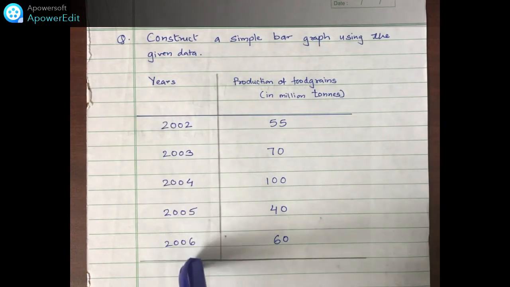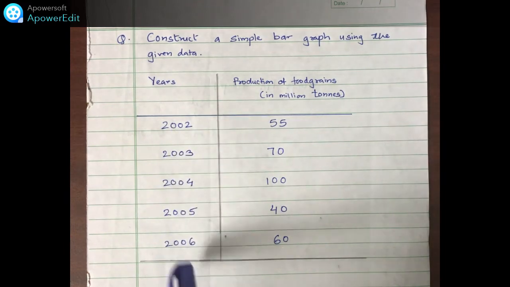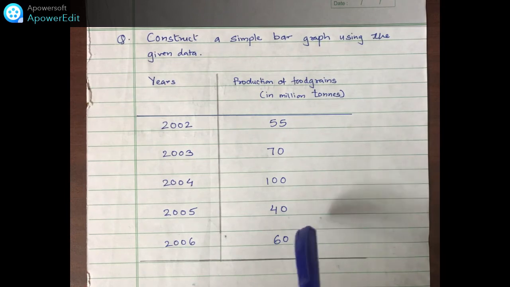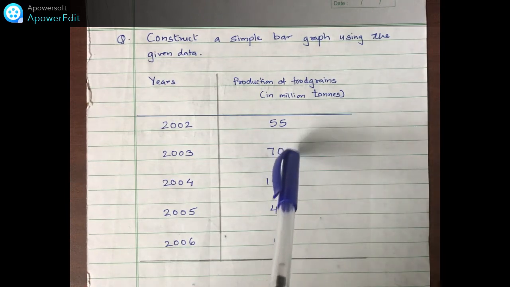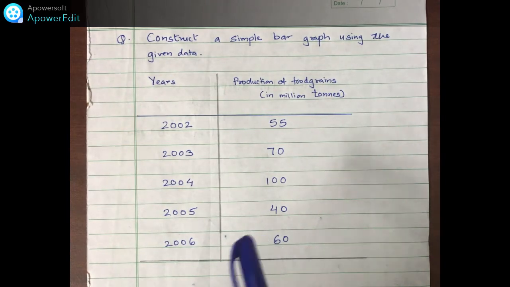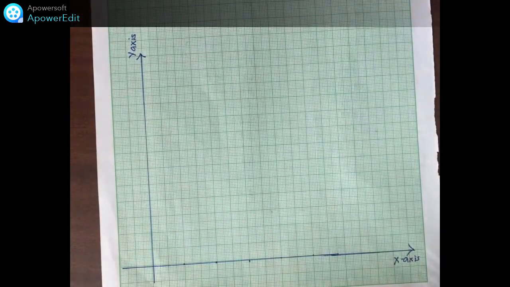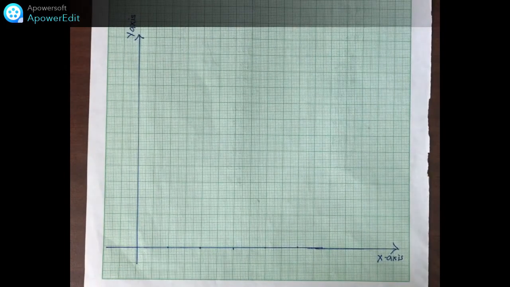Looking at this data, we are going to first draw the x-axis, then the y-axis. On the x-axis, we are going to write these values of the years, and taking an appropriate scale, we are going to write the values of production of food grain in million tons on the y-axis. So let's start. This is a simple graph paper that we are going to require for drawing the simple bar graph. I have already drawn the x-axis over here and the y-axis over here.